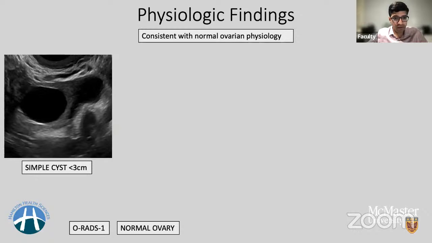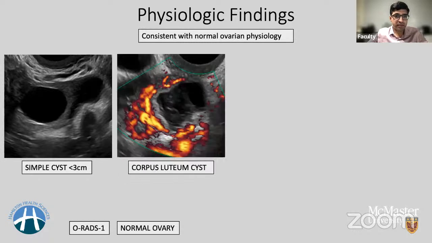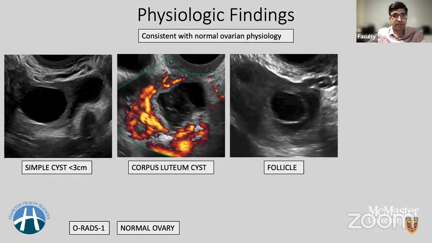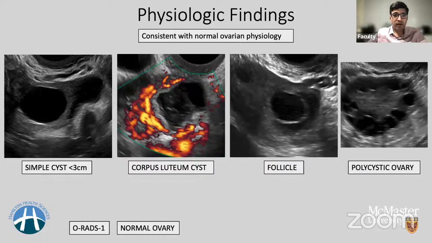For the first modality, most of the times it's going to be ultrasound. So you see simple cysts less than 3 centimeters. Then you see corpus luteum cysts with even ring of fire kind of appearance. Then normal follicles and polycystic ovary. All of these are normal findings. O-RADS 1. No need for MR. Ultrasound does an amazing job. These are just benign processes consistent with normal ovarian physiology.